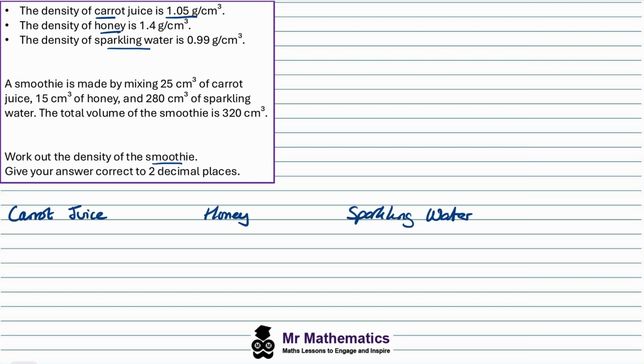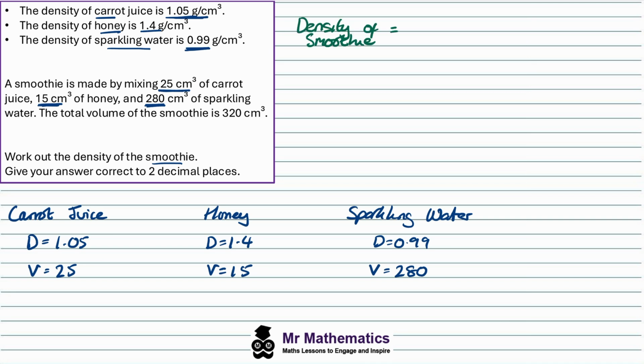We've got the density of the carrot juice. Its volume is 25 centimeter cubed. We've got the density of the honey, and its volume is 15 centimeter cubed. For the sparkling water, its density is 0.99, and its volume is 280. So to work out the density of a smoothie, we need the total mass divided by the total volume.